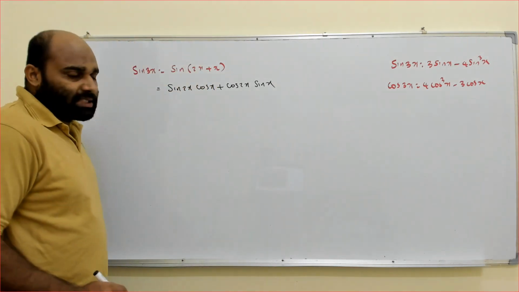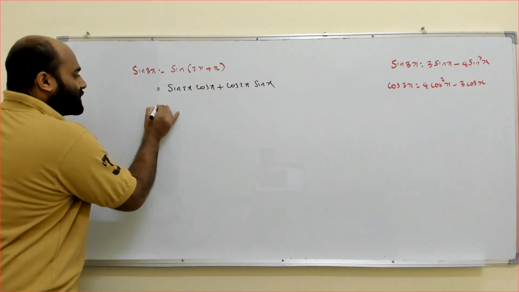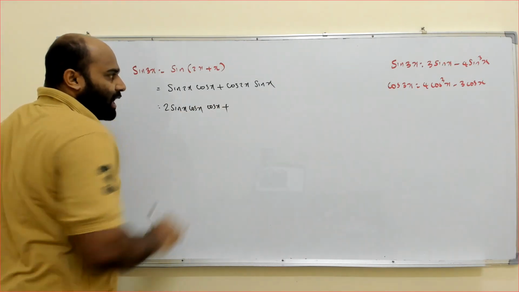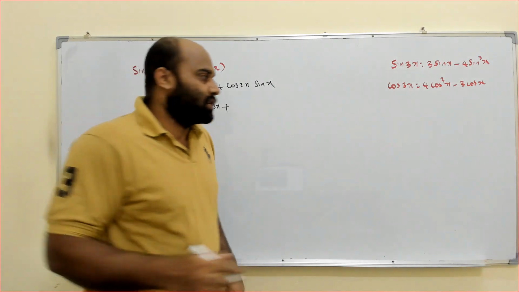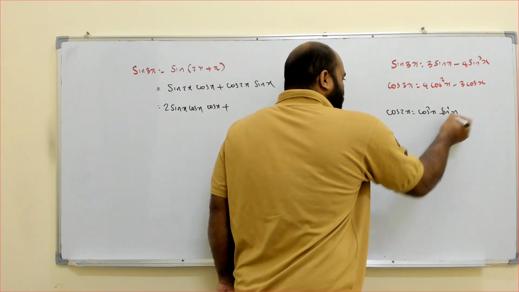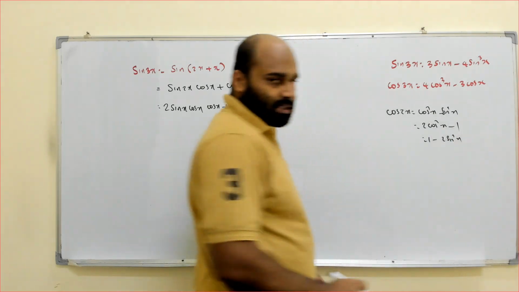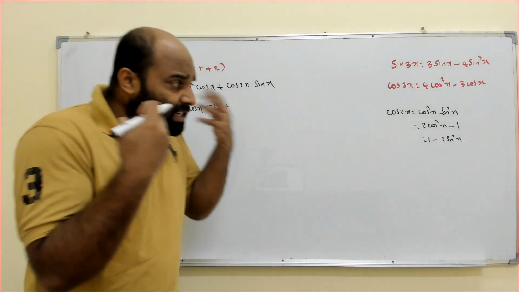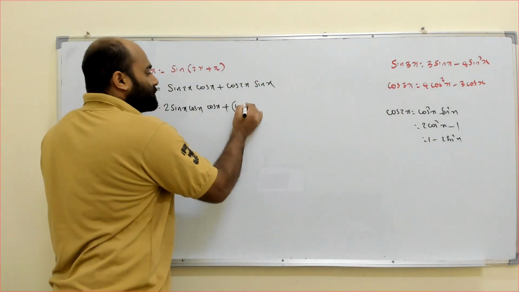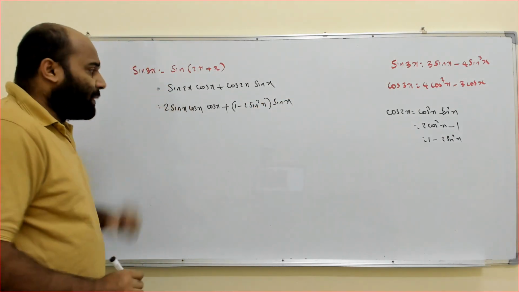So what is sin 2x? You already know that. Sin 2x is 2 sin x cos x. So I'm just changing this: 2 sin x cos x, and already one cos x is there. I bring it down. Cos 2x, we have many results. What is cos 2x? Cos 2x can be cos square x minus sin square x, 2 cos square x minus 1, or 1 minus 2 sin square x. So we want to get everything in terms of sin, which means cos 2x we can take as 1 minus 2 sin square x into sin x. Now open the bracket.